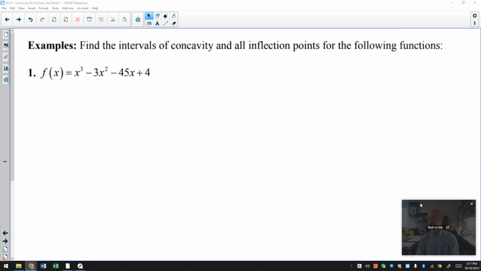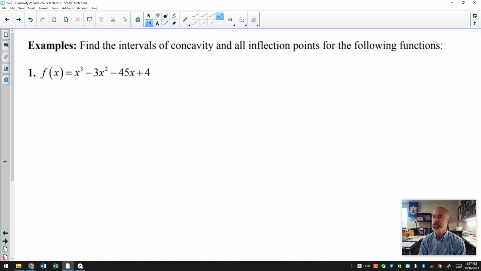The first one is a polynomial, which tends to be a little bit nicer. So for this one, we're going to go ahead and find the first and second derivatives by hand. The later ones, I have already done that for you to speed up the process. So my first derivative here is 3x squared minus 6x minus 45. My second derivative is 6x minus 6.